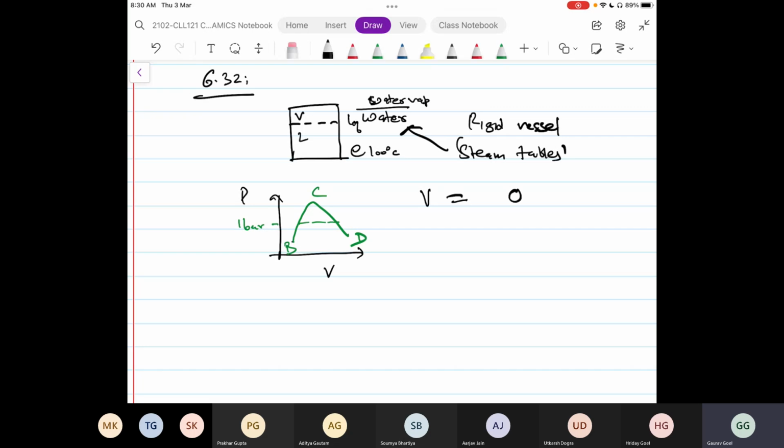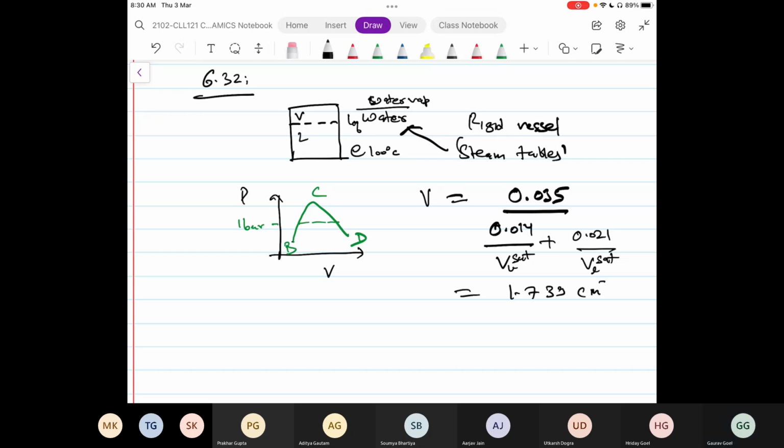The total volume of the vessel, the two parts, was given as 0.035. Out of that, in the initial state, 0.014 was vapor. So this is how I can get the vapor mass. 0.021 was the liquid. So this is how I get the liquid mass. So in the denominator, I have the total mass. In the numerator, the total volume. And from here, V vapor side and V liquid side, I get from steam tables. So this comes out to be 1.739 centimeter cube per gram.